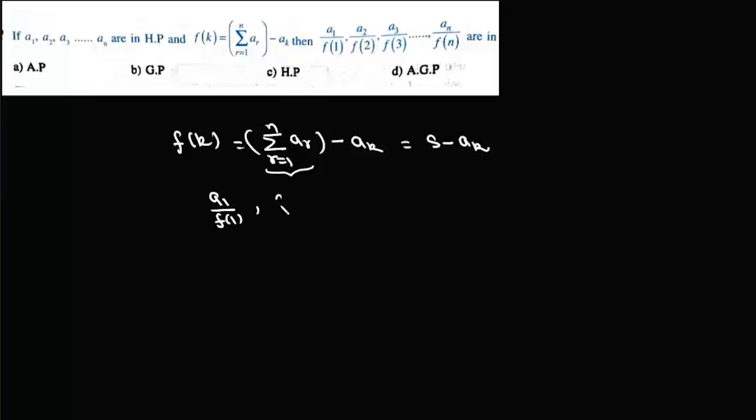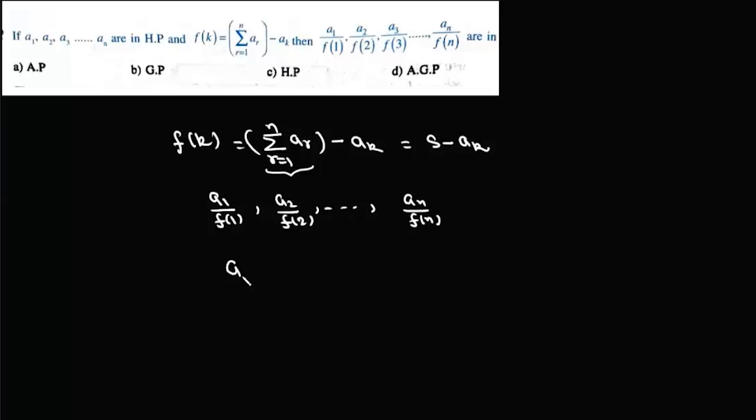Now here the question is, if A1, A2, A3, An are in HP and Fk is the summation of AR, where R varies from 1 to n, minus AK. Now this is the sum of the first n terms, and let this sum be S, which is constant, so it will be S minus AK. Now it says then A1 upon F1, A2 upon F2, and An upon Fn are in what?